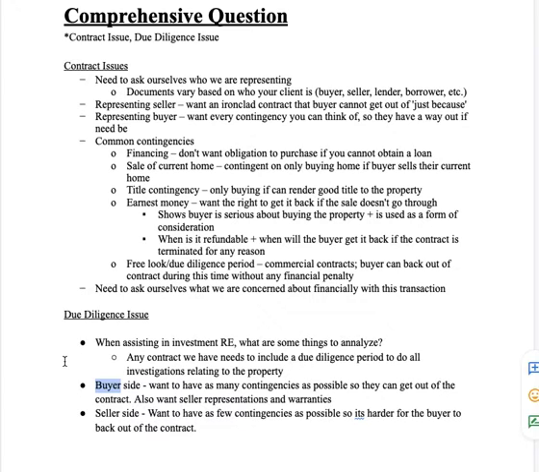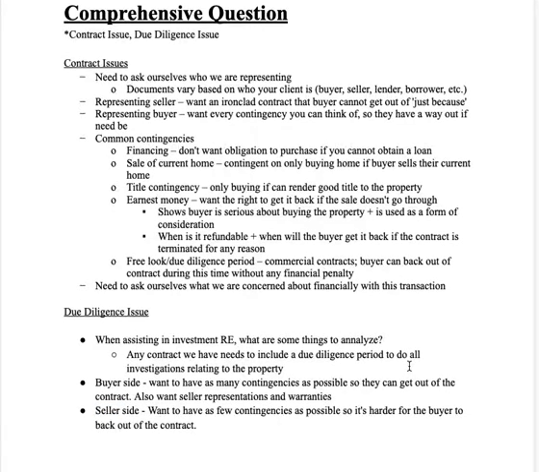Also, you're going to want seller representations and warranties, so you can say the seller breached if those warranties or representations turn out not to happen or be true. On the seller side, you're going to want to have as few contingencies as possible, so it's harder for the buyer to back out of the contract.